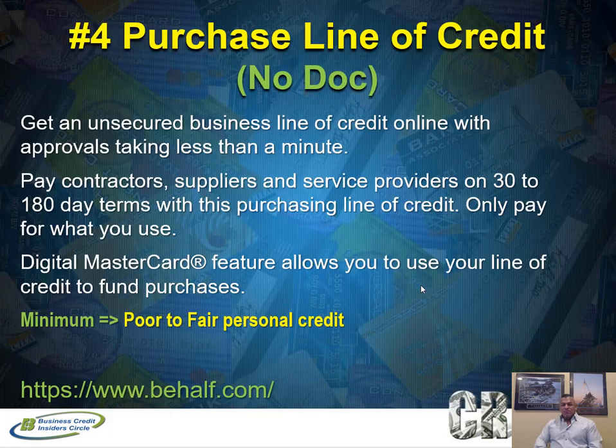Okay, so let's talk about number 4. This is called a purchase line of credit. This is really cool and ideal for you if, let's say, you have 600, 630 credit scores. You don't qualify for business credit card funding because your scores are too low, but you want to do some rehabs and you need to pay contractors, pay suppliers, buy materials. You can't use it for cash, but you can use it for those.